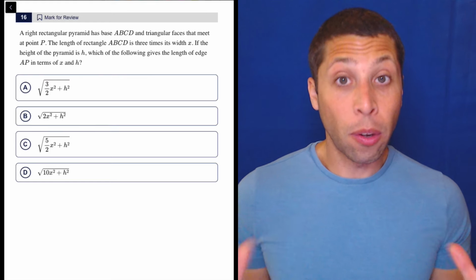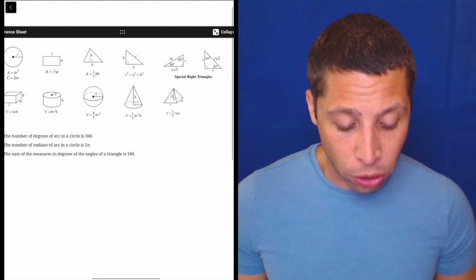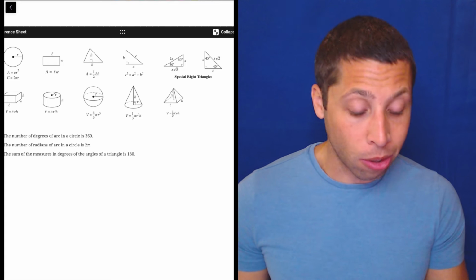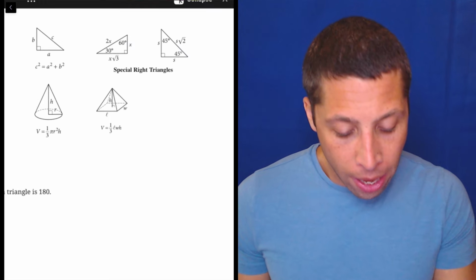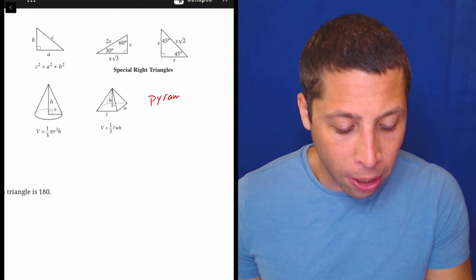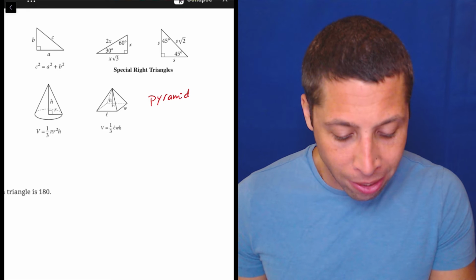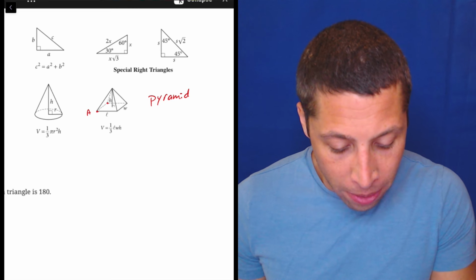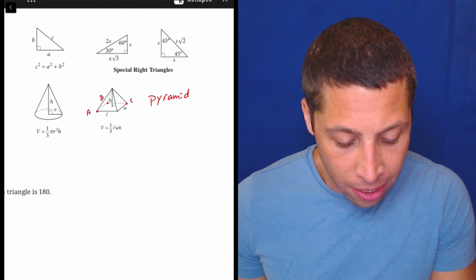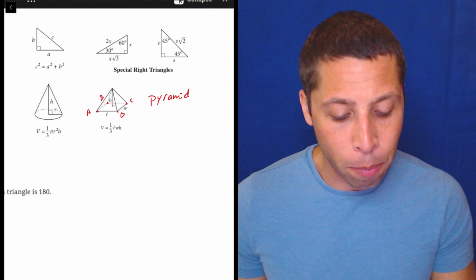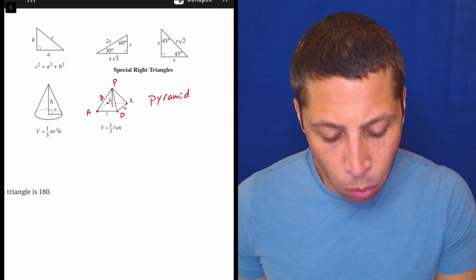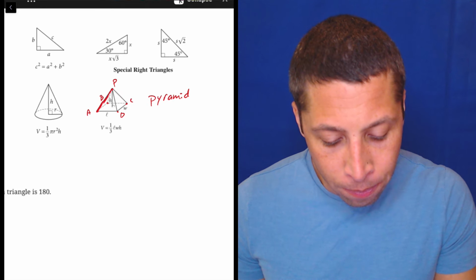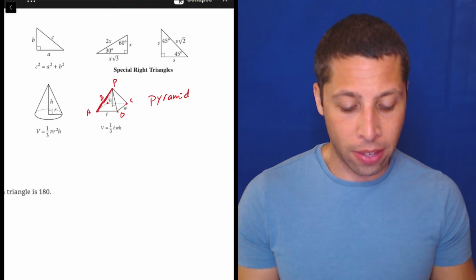So first of all, you got to know what a pyramid is. And we have the reference chart, but notice nothing is labeled, right? So you got to know the names of the shapes. This is a pyramid. And we can kind of tell what they mean here. There's a rectangular base. So it's kind of like A, B would be in the back, C and D are kind of that rectangular base. And then they meet at point P.